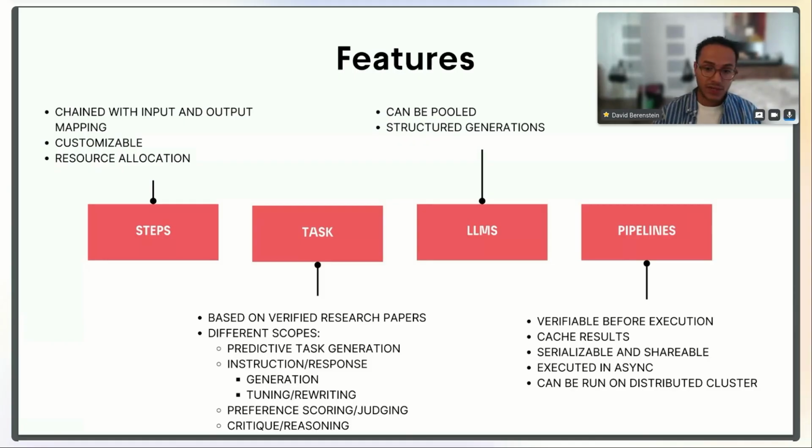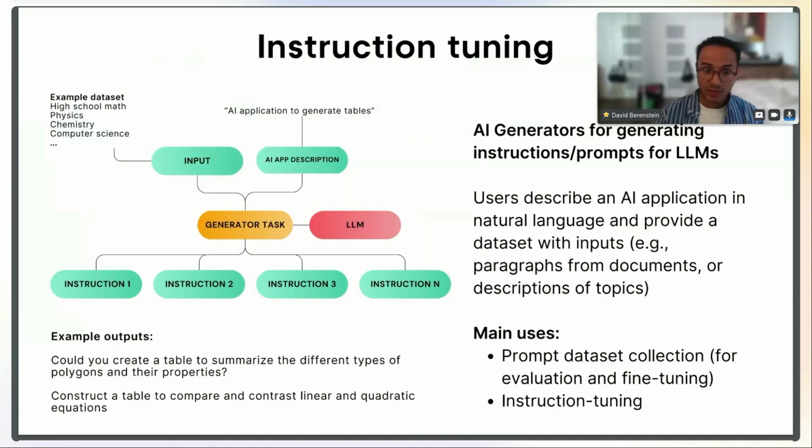And as of recently, we actually have this Ray integration to be able to scale to millions and millions of rows. And these are some examples of instruction tuning generation where you have maybe an input, an AI app description, and then a generator task, which can be any generator task that you link up with an LLM. And then you just generate multiple instructions from that.